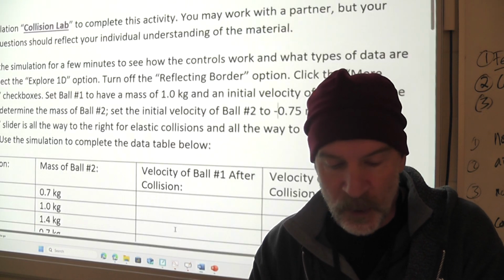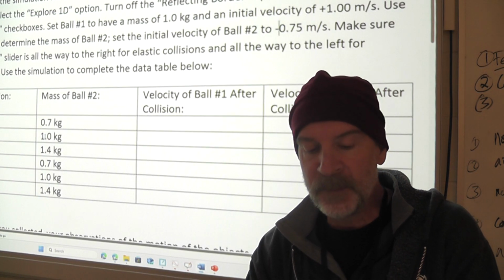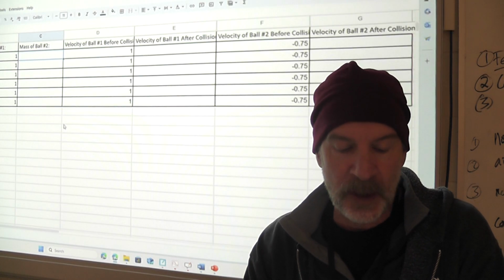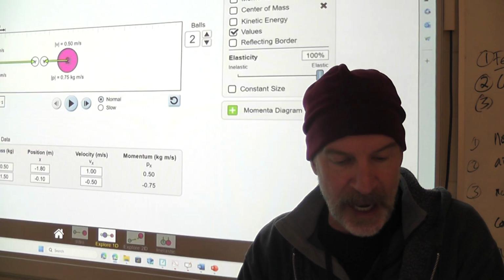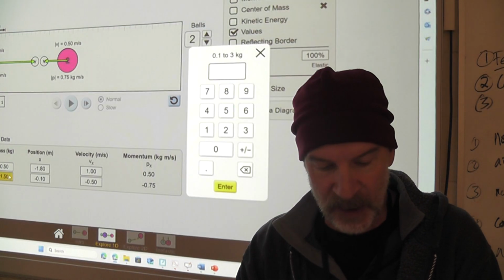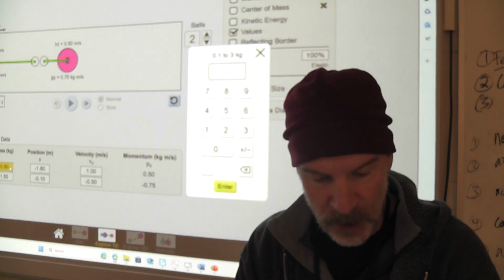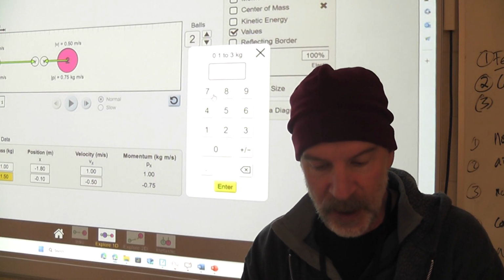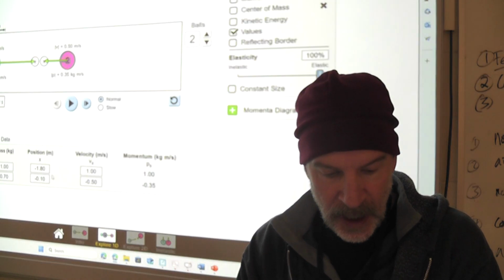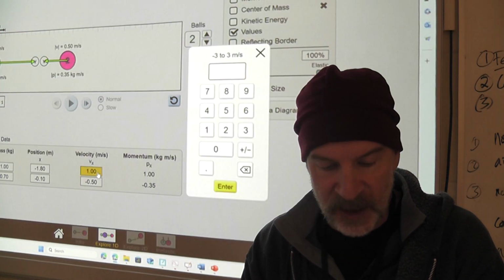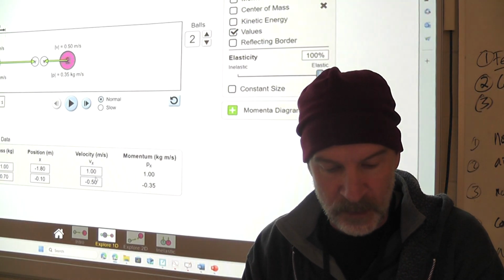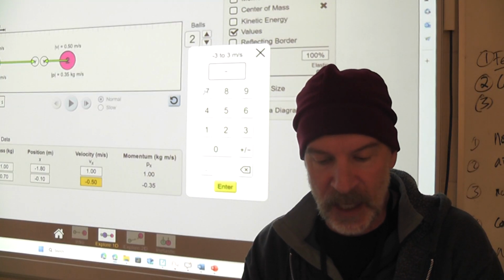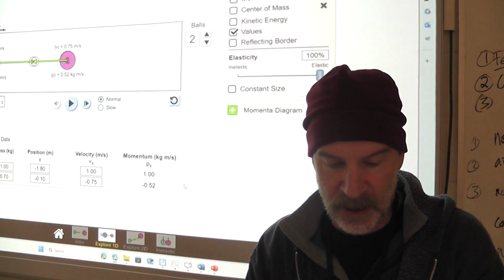In the assignment, what I asked you to do is have it be 0.7, and then 1, and then 1.4. So actually, I'm going to change my mind here. I am going to change it. I'm going to make the mass of ball number 1, 1 kilogram. The mass of ball number 2, 0.7 kilograms. We'll just do this first one. The initial velocity of ball number 1 is already 1 meter per second. Ball number 2 is going to be negative 0.75 meters per second. Okay?